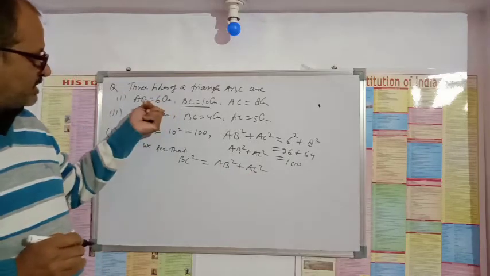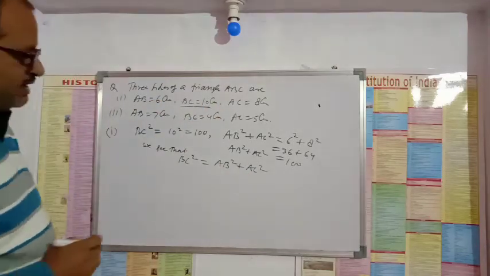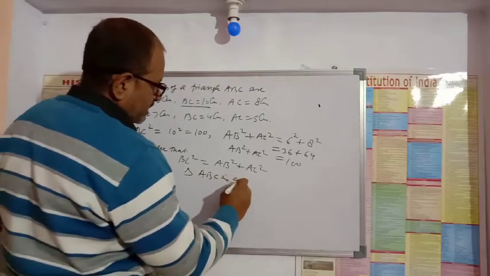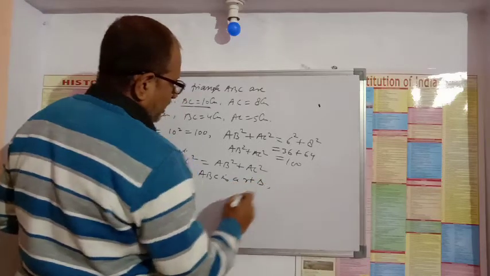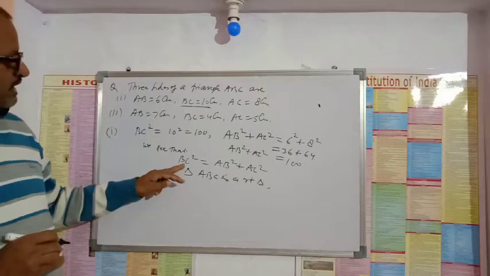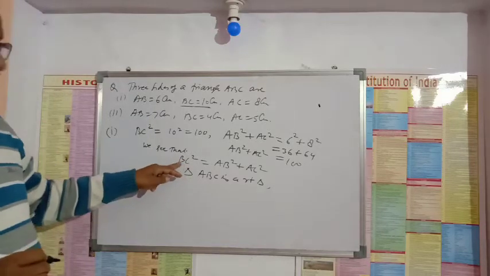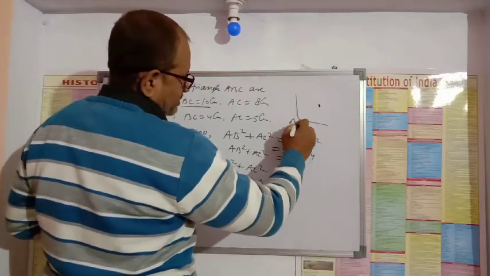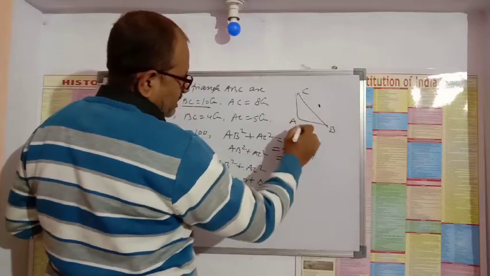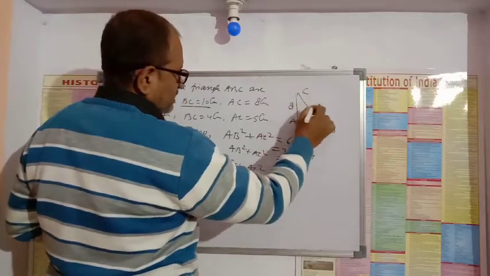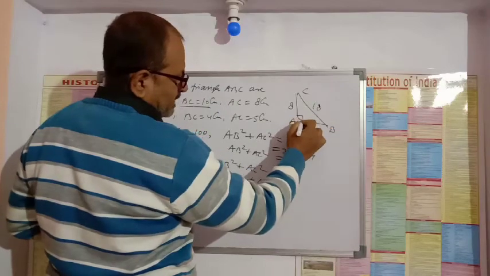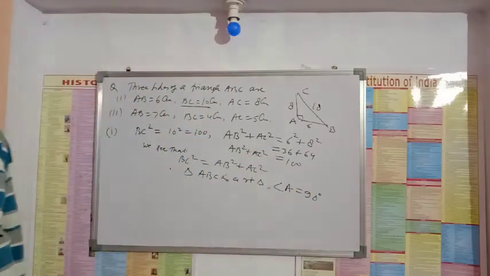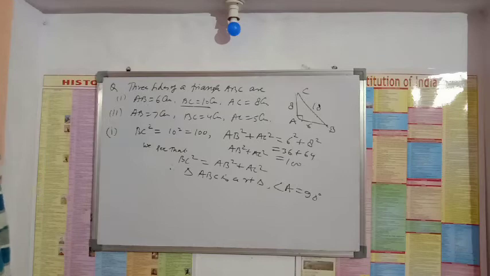It means that with this measurement, the triangle is a right angle triangle. So therefore, triangle ABC is a right triangle. And which angle will be 90 degrees? The angle opposite the longest side will be 90 degrees. So what is the angle opposite BC? Angle A. If we make the figure here, AB is given 6, this is 8, this one is 10. The longest side is BC, its opposite angle will be A. So angle A is equal to 90 degrees. So in this way we can check whether a given triangle is a right angle triangle or not.